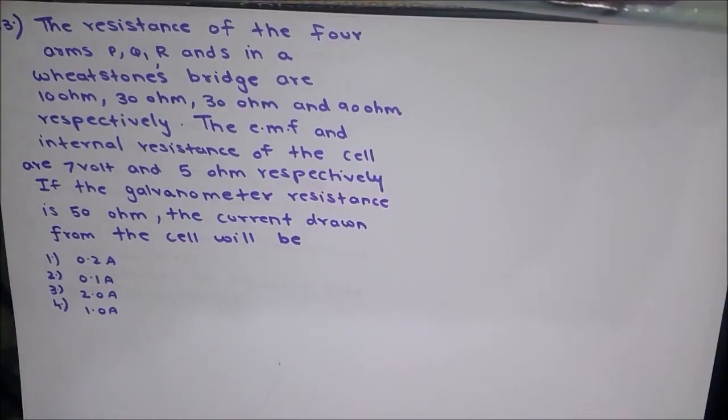The resistances of 4 arms P, Q, R and S in a Wheatstone's bridge are 10 ohm, 30 ohm, 30 ohm and 90 ohm respectively. The EMF and internal resistance of the cell are 7 volts and 5 ohms respectively. If the galvanometer resistance is 50 ohms, the current drawn from the cell will be, there are 4 options: 0.2 amperes, 0.1 amperes, 2 amperes and 1 ampere.